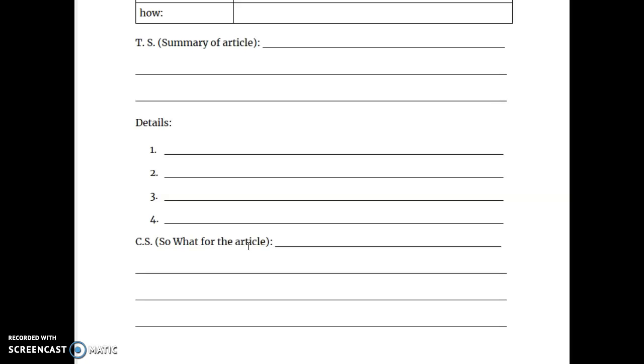For example, in our recent article of the week, herd behavior, we're really taking a look at how people lose their individuality in a group. And that can be really dangerous, and people can manipulate that. So we would want that information in the so what section here.